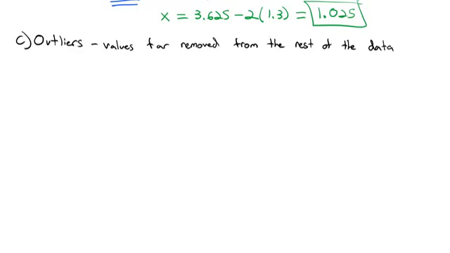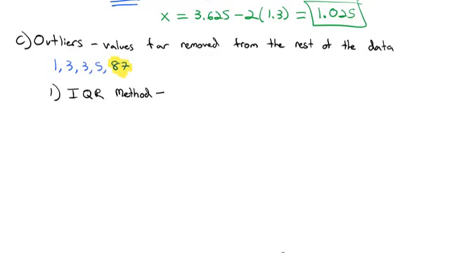For example, if I have the numbers 1, 3, 3, 5, 87, 87 is far removed from the rest of those values. It's an outlier. And the outlier can either be large or small. And we actually have 2 methods for calculating outliers, and they generate very similar results, so neither one is necessarily better than the other, but I want to show you both of them. The first one is called the interquartile range method.